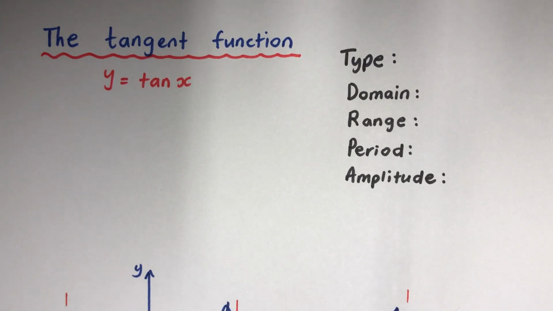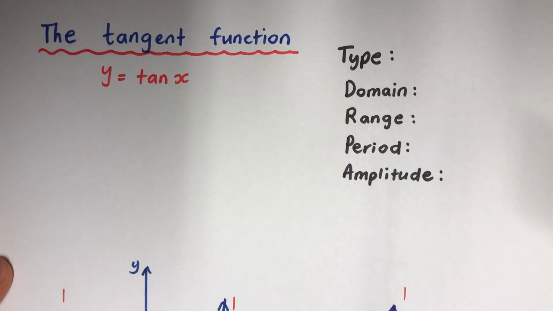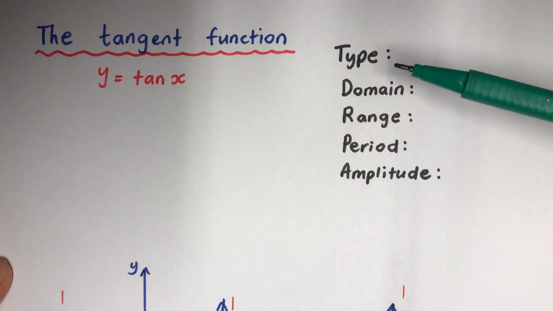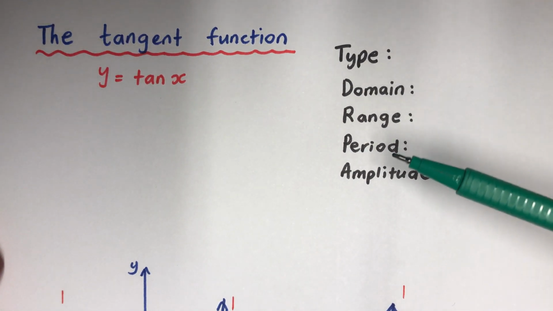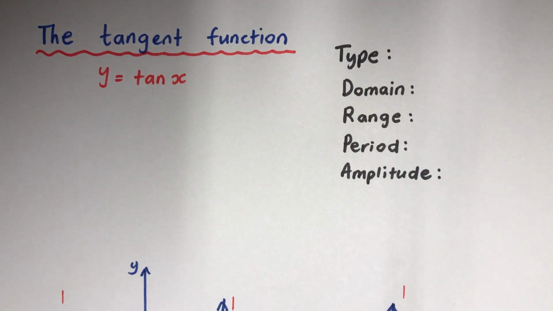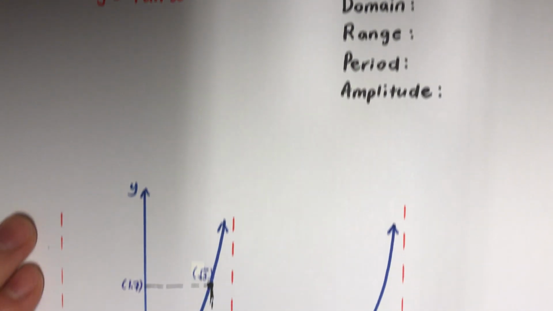Hi everyone, this video is about the trig functions, and it's the tangent function. So y equals tan x, and we're going to go through the type of the function, domain, range, period, and amplitude. Please watch the sine and cosine function videos as well.